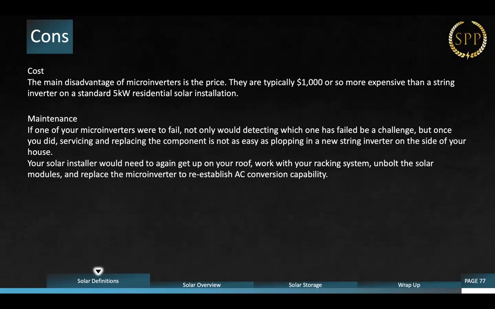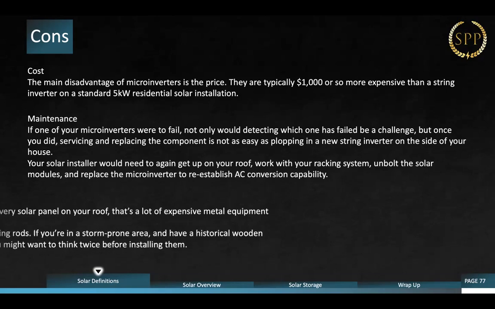The maintenance is not great. So if one of the microinverters were to fail, not only would detecting which one of these it is be a challenge, but once you did, servicing and replacing the component is not as easy as popping off a string inverter on the side of the house and then putting on a new one. Okay. We have to get up on the roof again. We have to test everything, reestablish the AC connection, and make sure that it wasn't an issue with wiring and that it was an actual issue with the inverter itself.